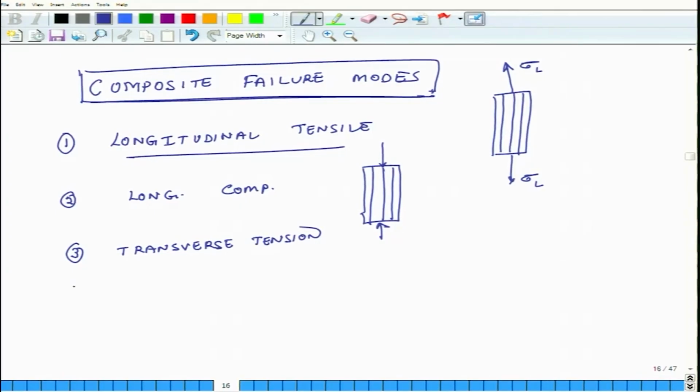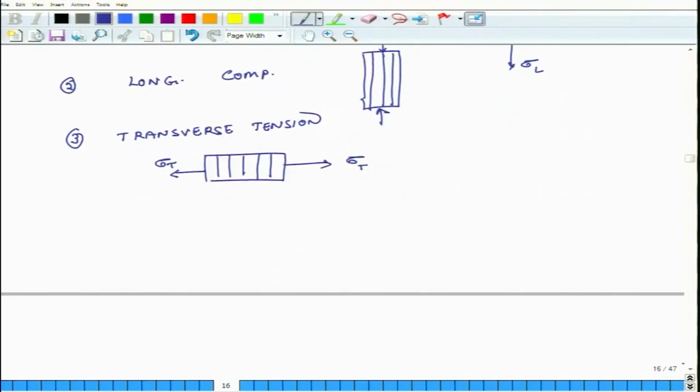Transverse tension. In this case our fibers are in this direction and I am pulling in the transverse direction. So, this is sigma T, transverse tension. The fourth scenario is transverse compression, because in each of these 6 different scenarios different physical phenomena actually happen during the failure process.